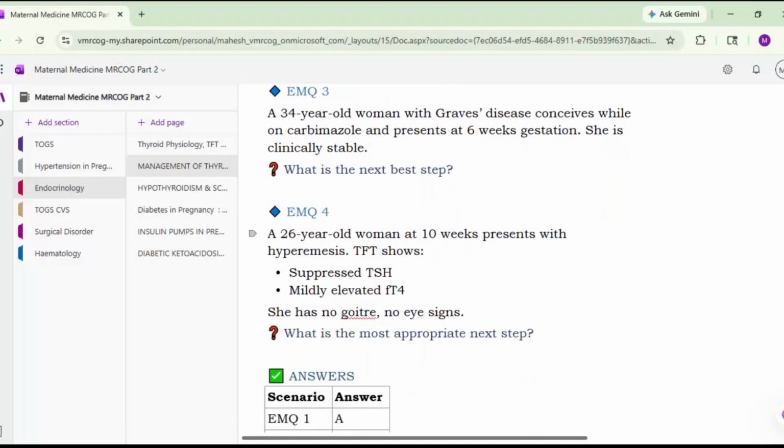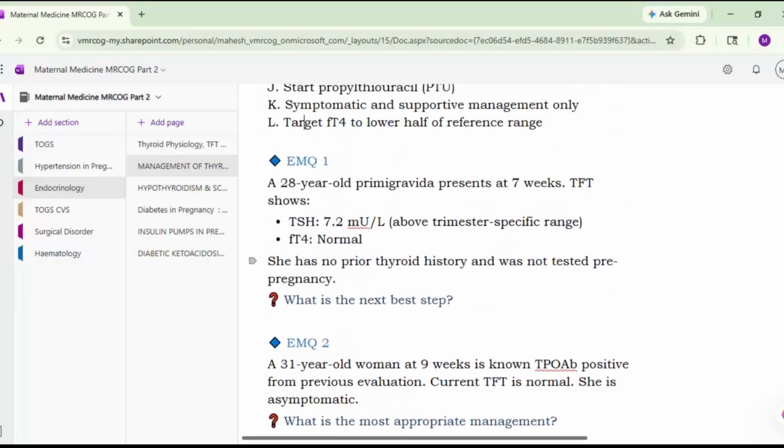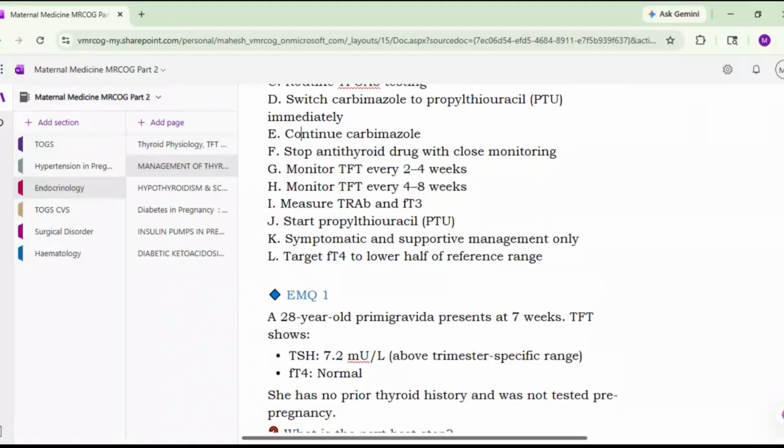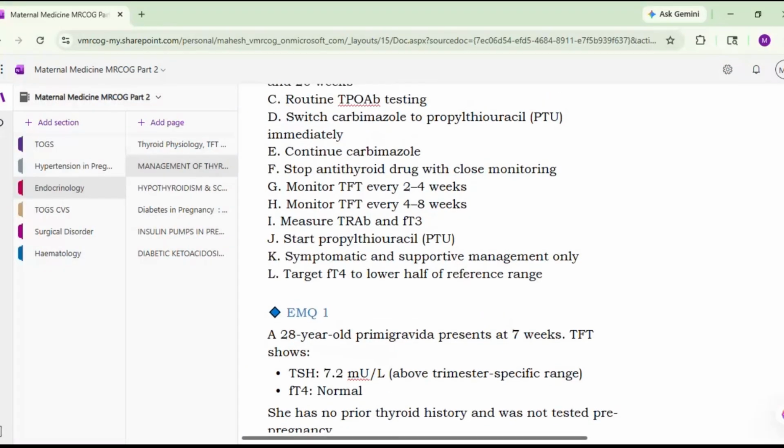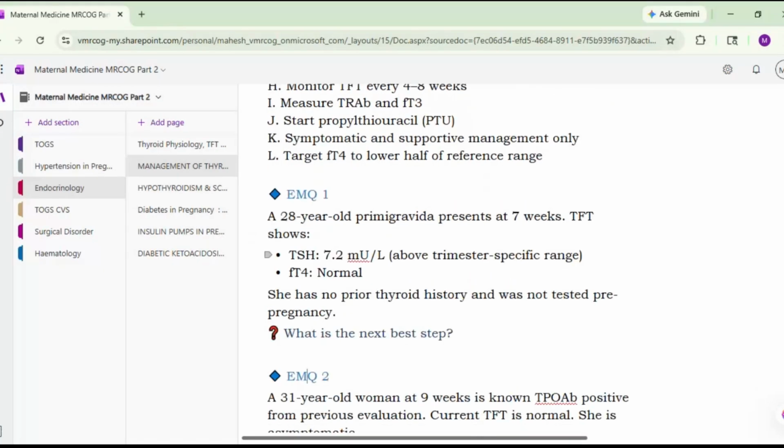A 26-year-old woman at 10 weeks presents with hyperemesis. TFT shows suppressed TSH and mildly elevated T3, T4. She has no goiter, no eye signs. What is the most appropriate next step? This looks like a case of gestational transient thyrotoxicosis. So we'll have to give symptomatic and supportive management only. Option K. Correct. A, B, D, and K.